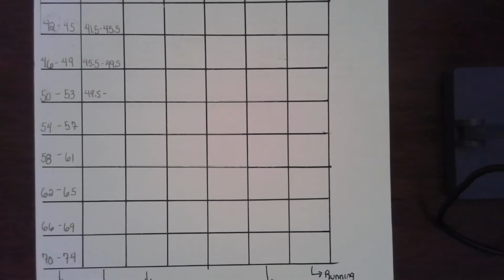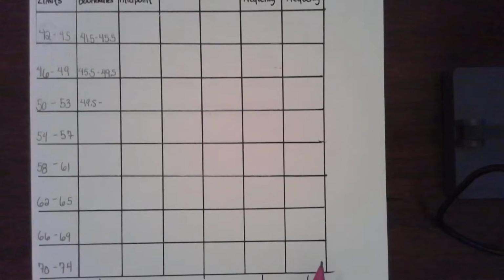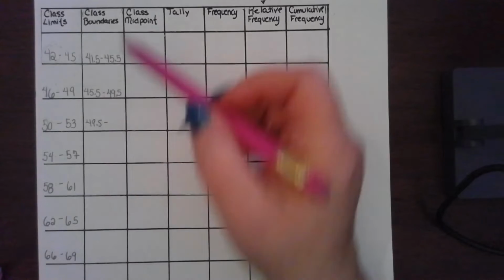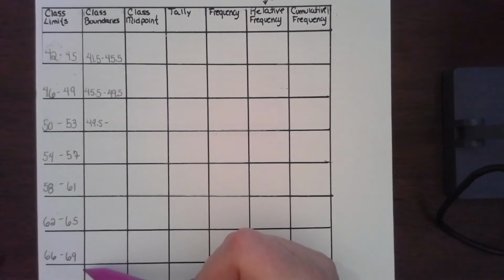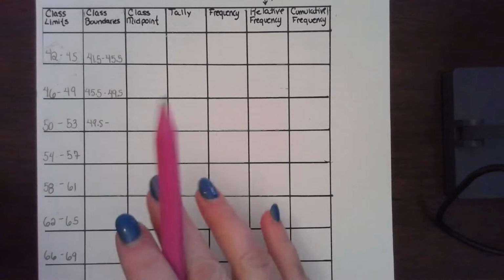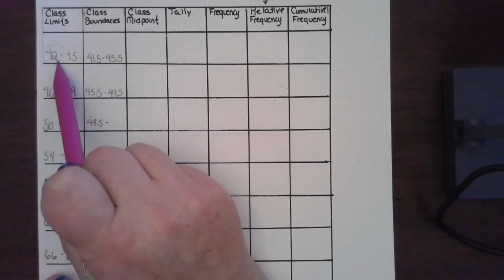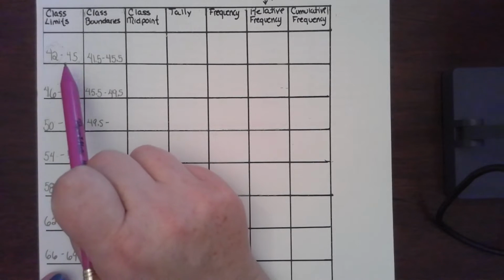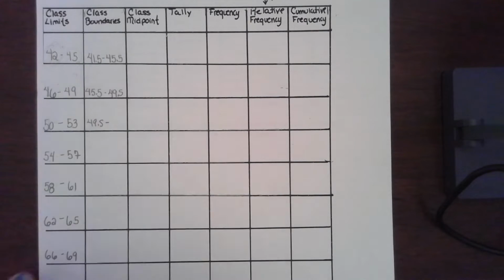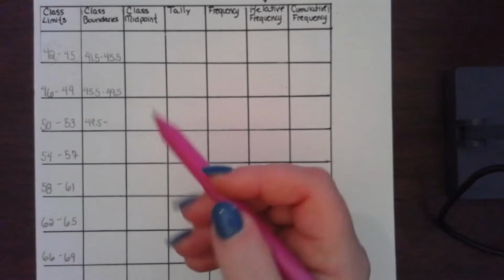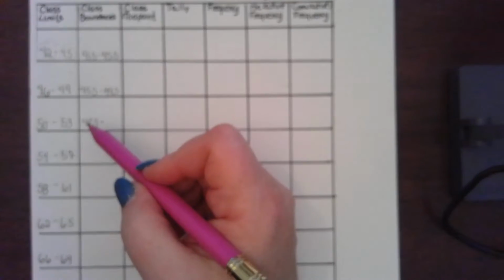Class boundaries are a little bit more complicated in that they do overlap, and we use these for our histogram. Because the sides of the histogram have to touch. So I go 0.5 below and above this one. If this had a decimal in it, I would take it 1 additional decimal, 0.5 right there. So we're going to go ahead and put these in.